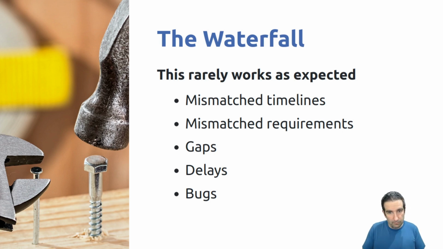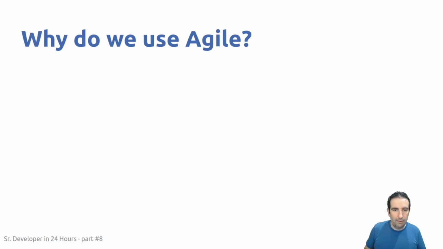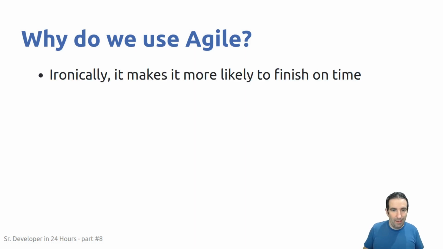the functionality, we add more functionality, and so on. So we keep moving forward. Which brings us to Agile, which is supposed to come to our rescue, but maybe it doesn't really solve all of our problems. Nonetheless, we still use Agile because when we compare it with a waterfall approach, ironically, it makes it more likely for us to finish on time if we have an Agile methodology rather than a very strict waterfall where we have a very strict sequence of events.